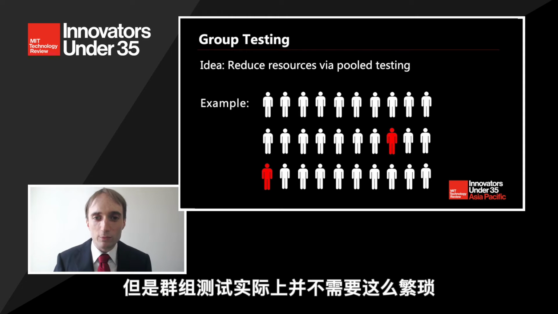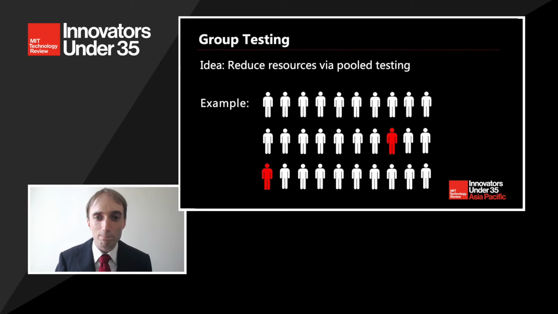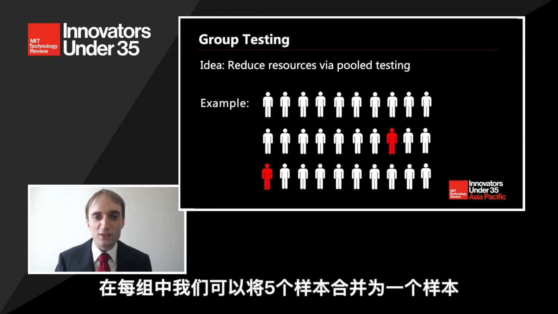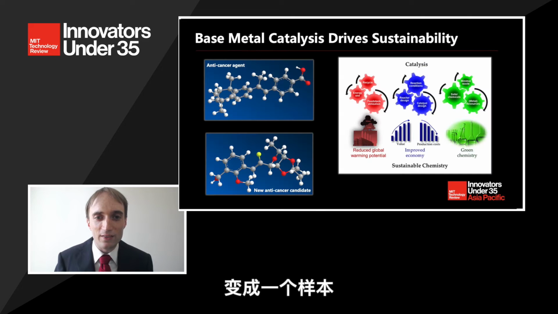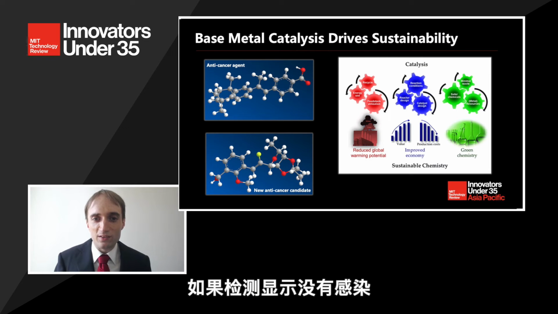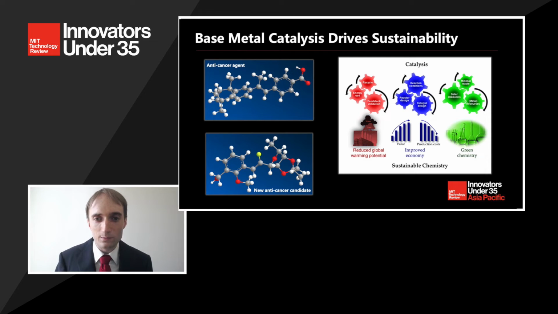But the idea of group testing is that we don't actually need to do that. We can potentially use much fewer tests if we use the idea of pooling. So in this example, I've grouped the individuals into 6 groups with 5 people each. Within each group, we can combine the 5 samples together into a single sample. We can perform a single test on the sample, and if the test shows that there's no infection, then we've actually managed to mark 5 people as healthy using just 1 single test.